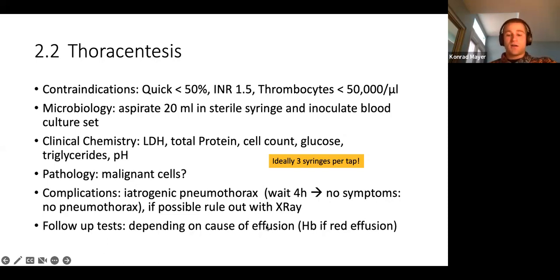So depending on the cause of the effusion that I've determined with my 3 syringes, and after thinking about the Light's criteria, I have to order different follow-up tests. For example, if the effusion is very red, then I'm thinking, okay, there's a lot of blood in here. This might be a hemothorax. Then I should get an HB on my patient to see if he's anemic or if he needs a transfusion, for example. So these are the complications of thoracentesis. Remember, 3 syringes and don't cause a pneumothorax.